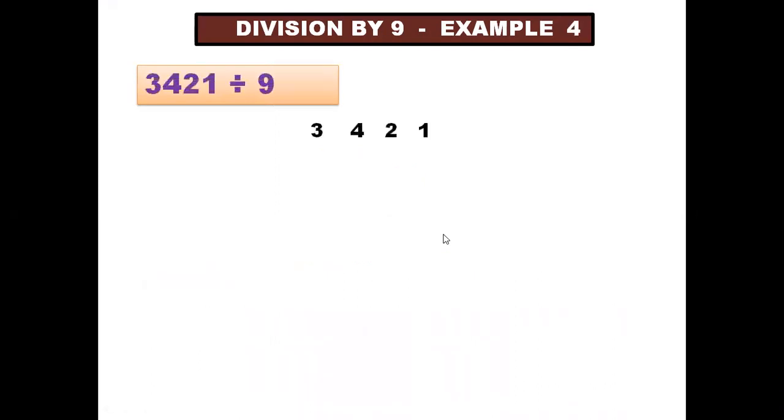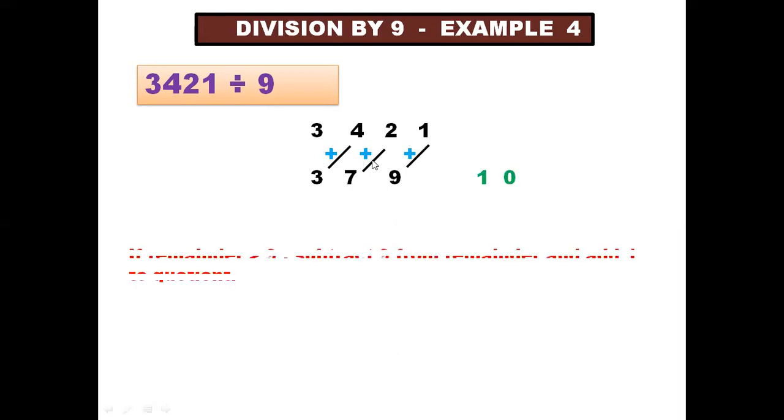Moving on to another example, 3421 divided by 9. First we arrange it in this way and then we write the first digit just below the first digit. Then we cross add with the next digit. So 3 plus 4 is 7. Now again we cross add with the next digit, 7 plus 2 is 9. And 9 plus 1 is 10.